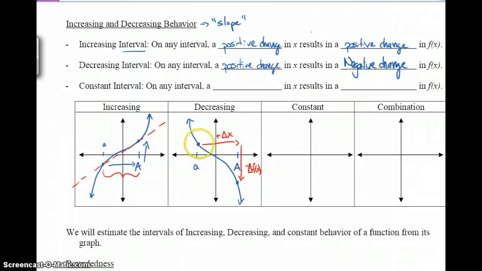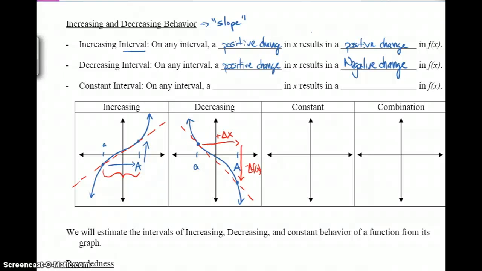And again, if I draw a line as best I can through these 2 points, you can see that this is going to have a negative slope, and at any point on this graph or in this interval, it will be going negatively. It will have a negative slope for any 2 points.